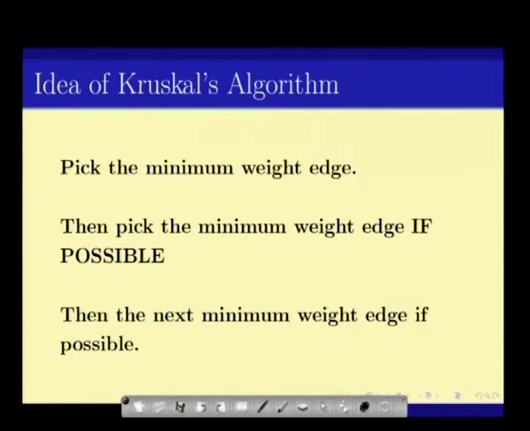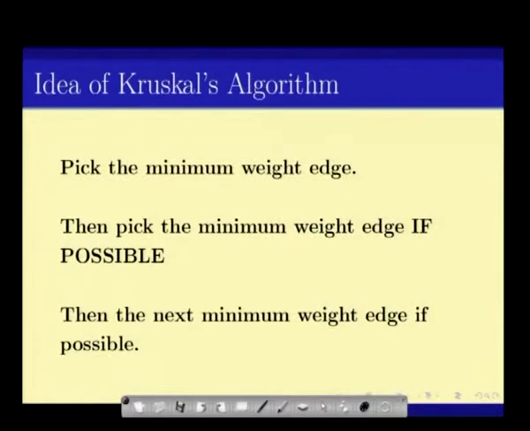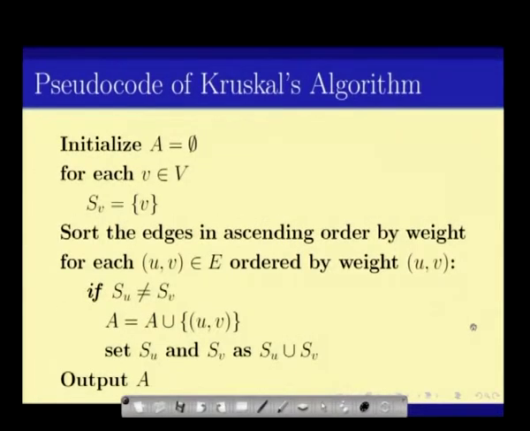In the last lecture we saw one such algorithm called Kruskal's algorithm. In Kruskal's algorithm, the idea was to pick the minimum weight edge. Then pick the next minimum weight edge as long as it does not cause a problem, or in other words, as long as it does not create a cycle. Then pick the next minimum weight edge and pick it if it does not create a cycle, and so on; keep on doing it as long as possible. So, here was the pseudo code.